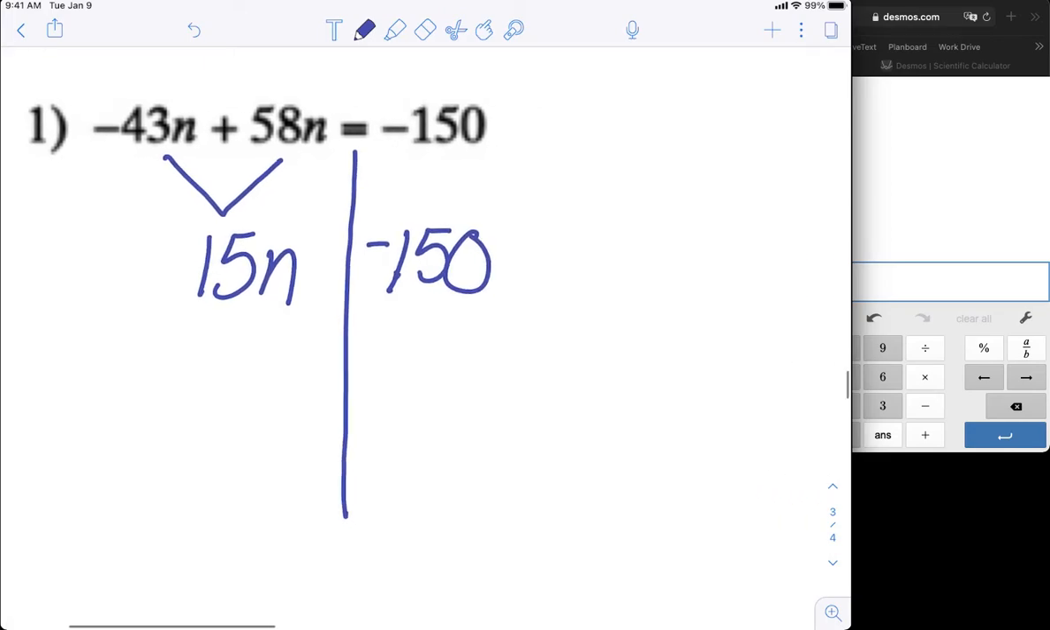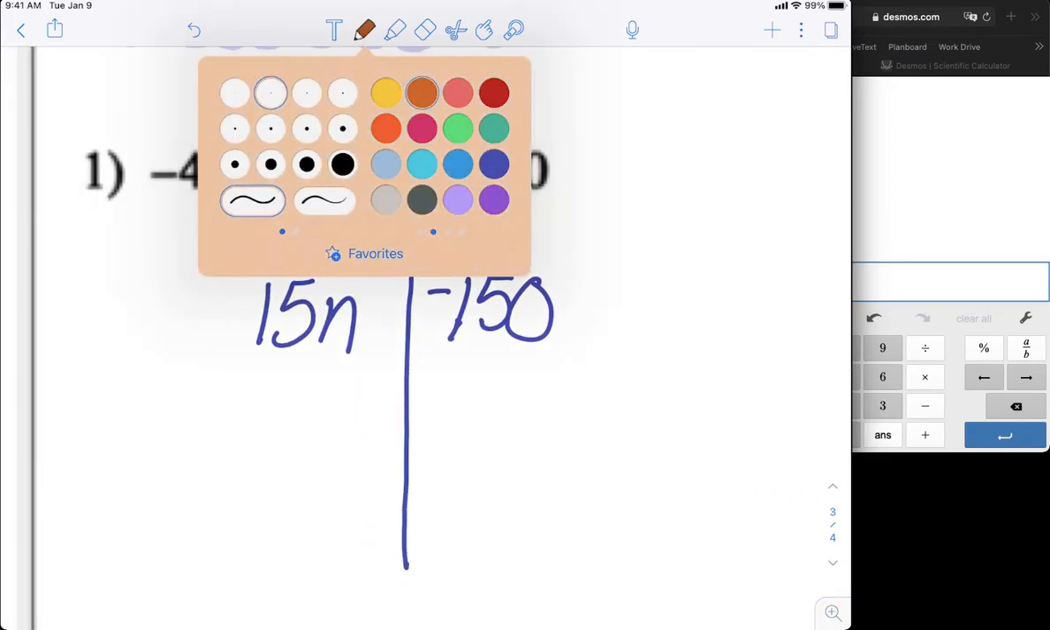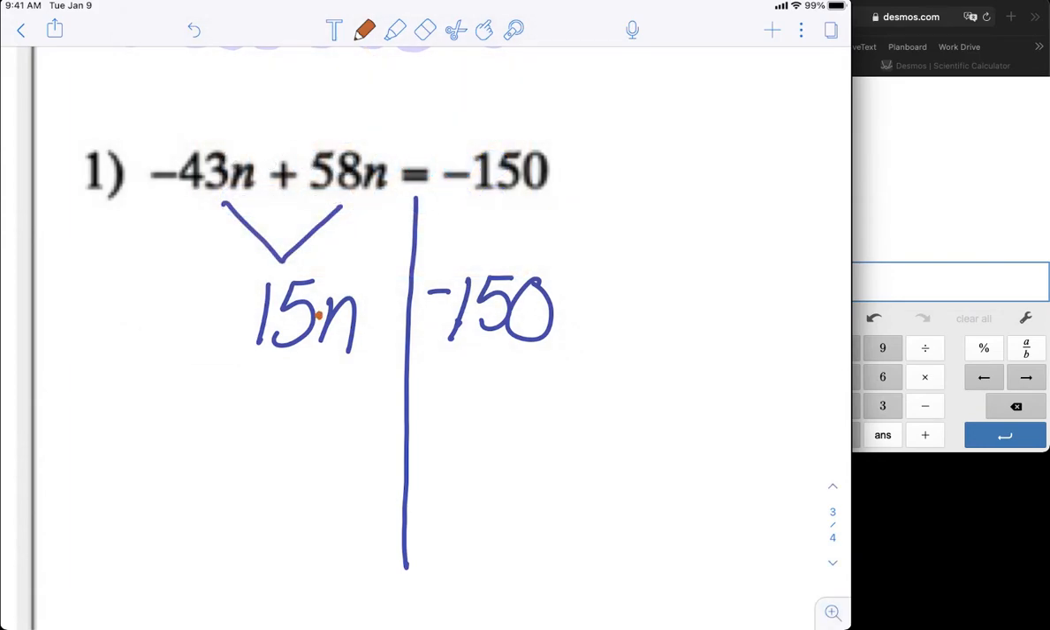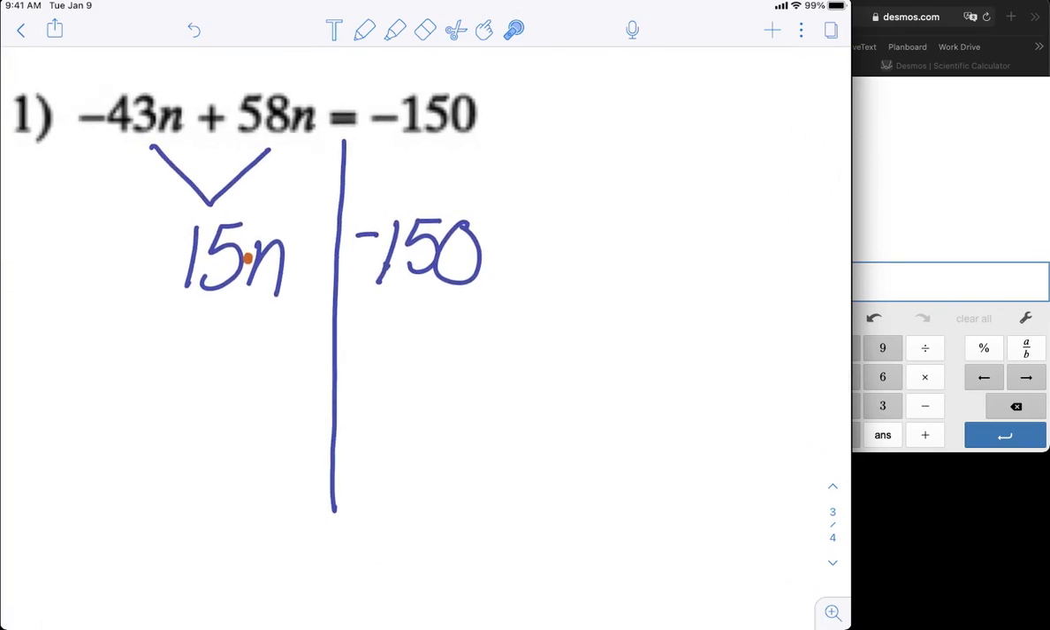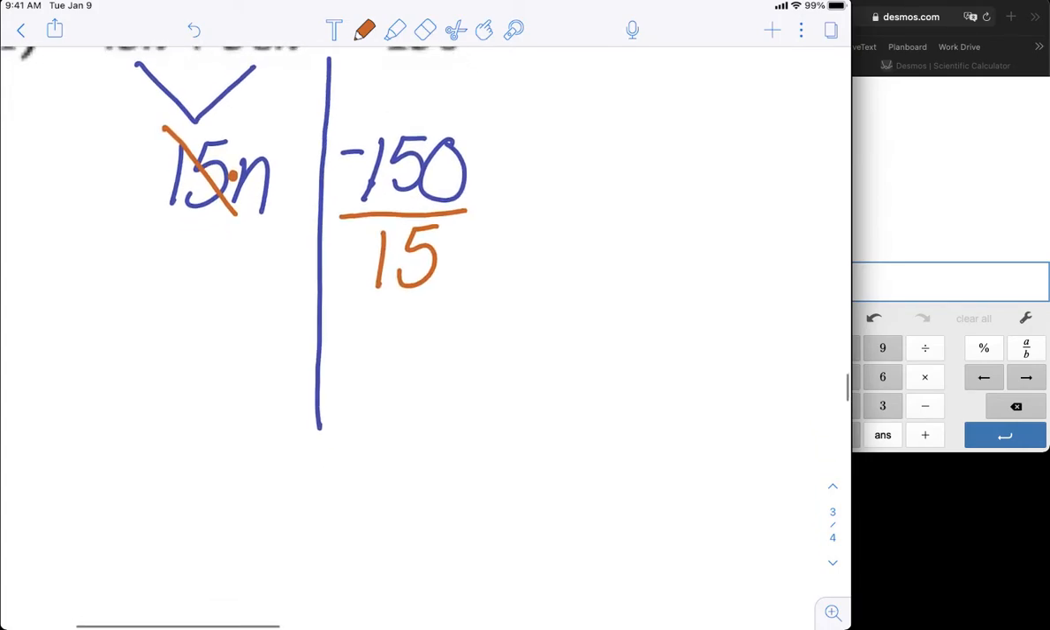Right? So let's remind ourselves that 15n means 15 times n. And the opposite of multiplying is dividing. So when I cross out this 15 right here, I bring it over and it divides by 15, because it's the opposite of multiplying, right? So I'm going to cross out 15 here and I'm going to divide by 15. And now, lo and behold, look. My n is by itself, my variable is by itself. I could bring it down just like that.